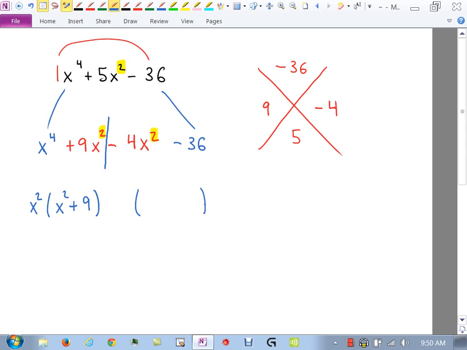Okay. Now, we need to match that with the other grouping, right? We need to match it. So I need an x squared plus 9 in here. And that means I need to turn an x squared into negative 4x squared. So multiply it by what? Negative 4. And then just check, does negative 4 times positive 9 give you negative 36? Negative 36, yes.